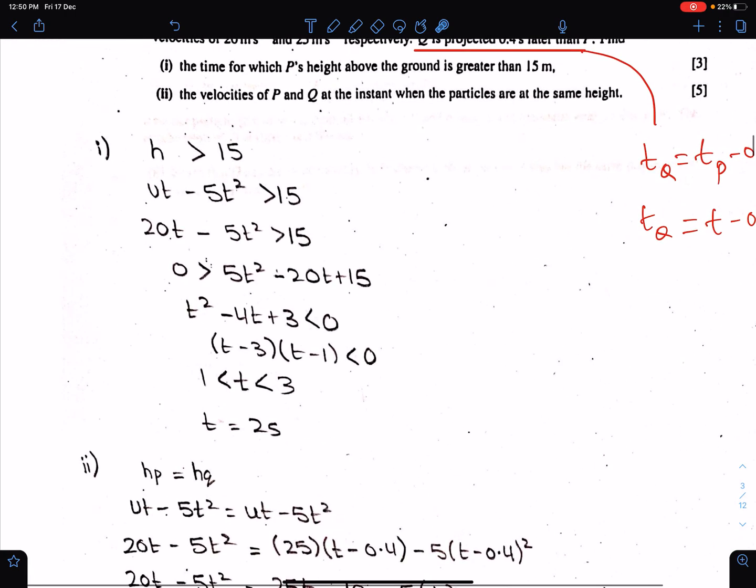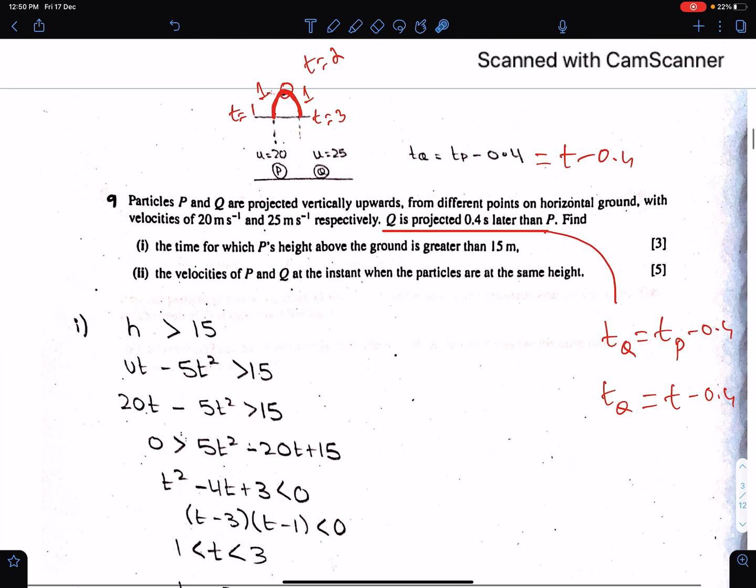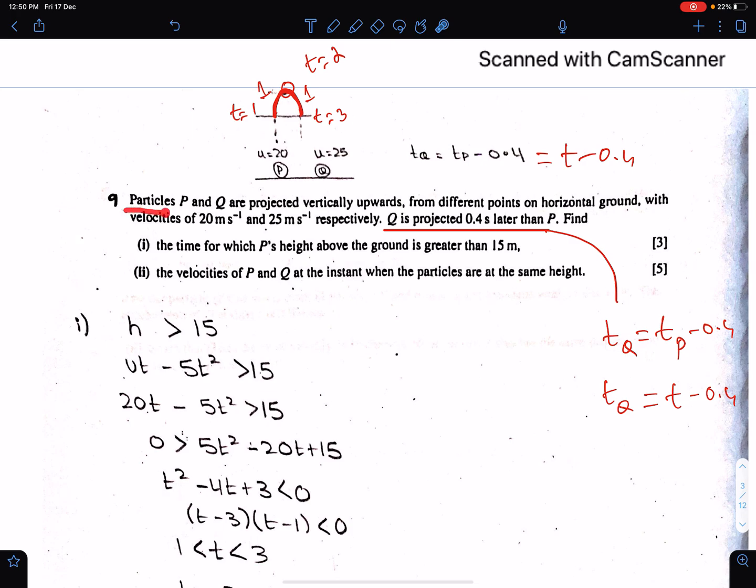This question is very important. Particles P and Q are projected vertically upwards from different points on horizontal ground with initial velocities 20 and 25 respectively. Now this is very important. Q is projected 0.4 seconds later than P.